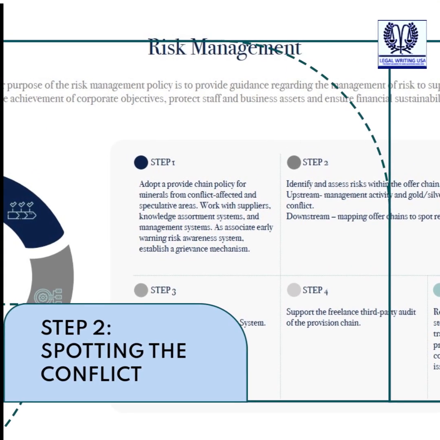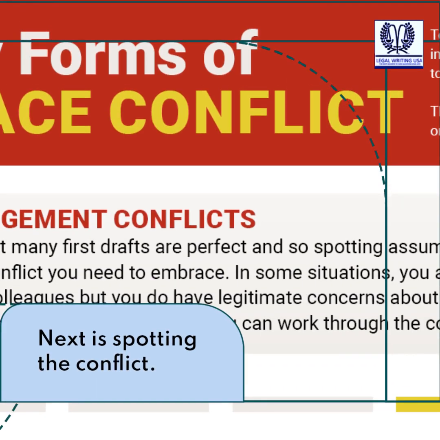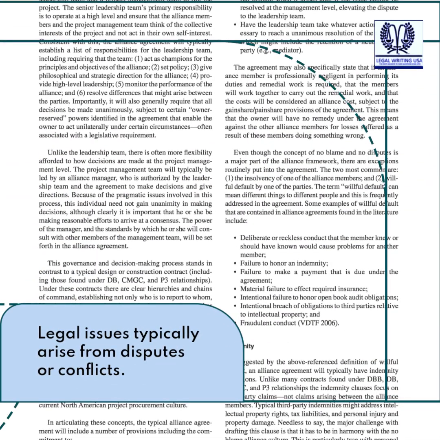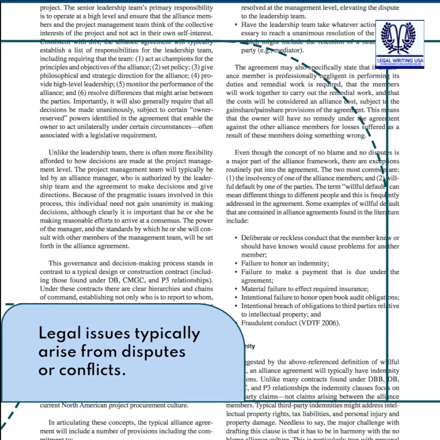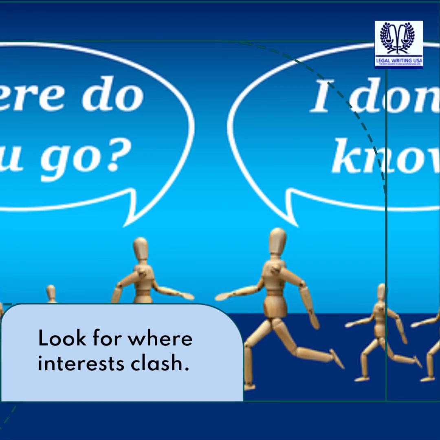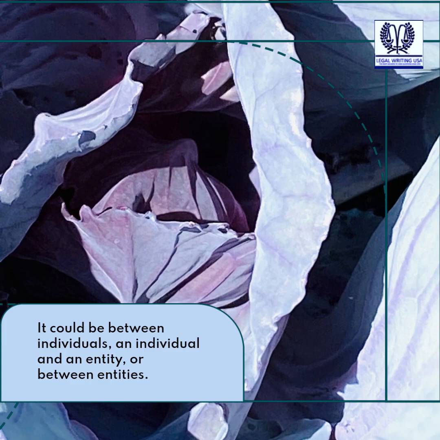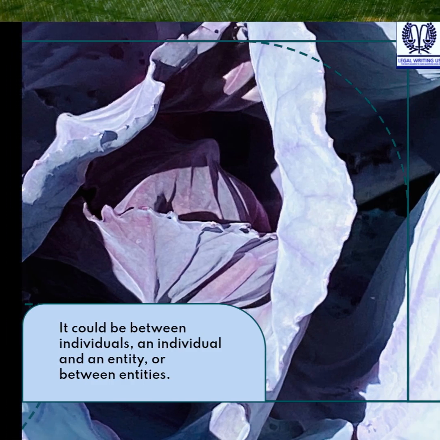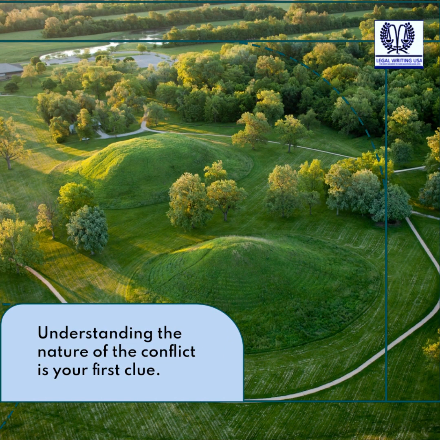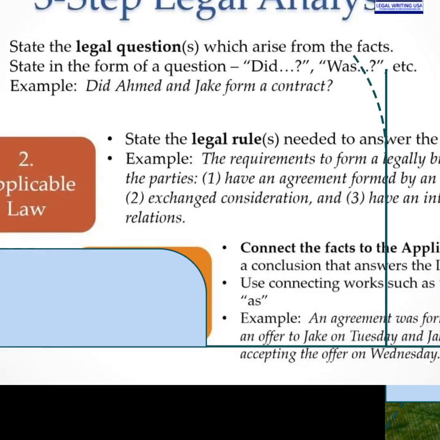Step 2. Spotting the conflict. Next is spotting the conflict. Legal issues typically arise from disputes or conflicts. Look for where interests clash. It could be between individuals, an individual and an entity, or between entities. Understanding the nature of the conflict is your first clue.